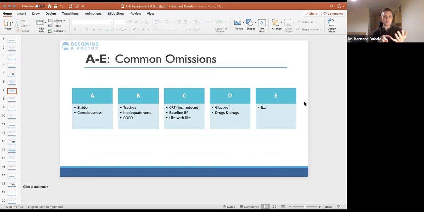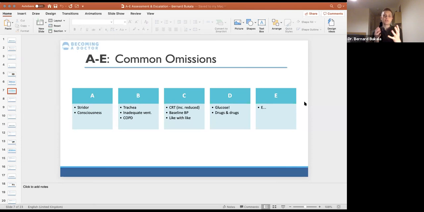So stridor, which is the sound of an airway closing or narrowing, is very important to notice and keep in mind. Then the level of consciousness equally. If your GCS classically is 8 or less, your airway is in danger. You lose your reflexes, you lose your ability to protect your airway, and you really have to keep that in mind, okay? So the things that endanger the airway rather than block it are things that people commonly forget.